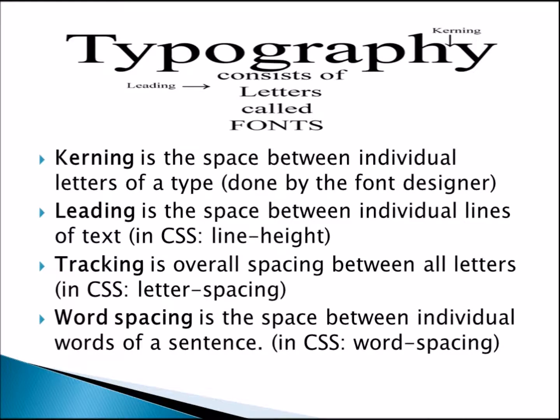First is kerning, which is the space between individual letters of a type. The next type is leading. It's the space between individual lines of text. The next is tracking, which is the overall spacing between all letters. And lastly is word spacing, which is the space between individual words of a sentence.